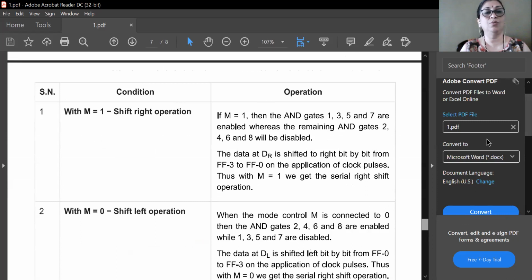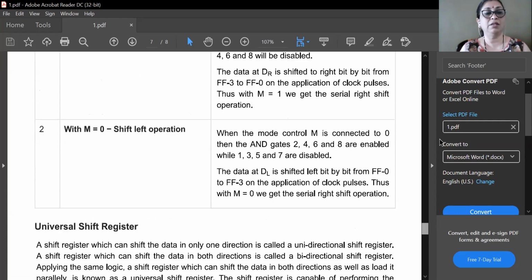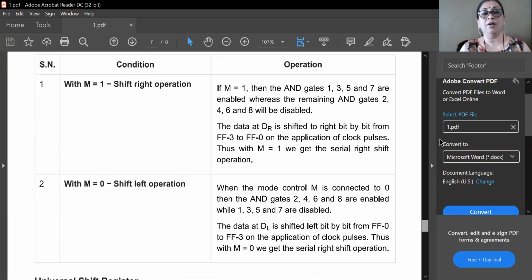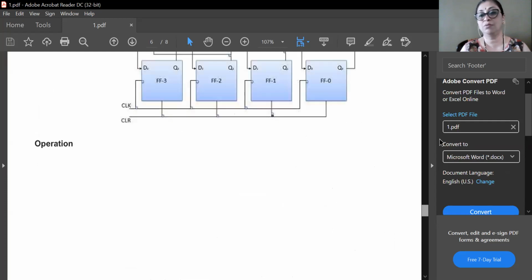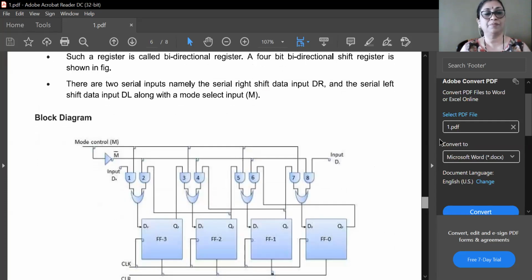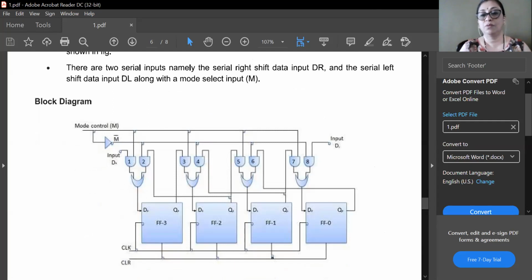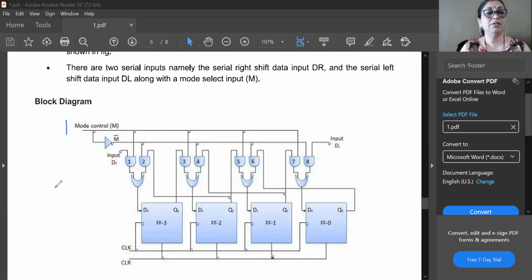Now let us see what happens when mode control is 1. When mode control is 1, shift right operation will take place, and when mode control is 0, shift left operation is carried out. So let us see what happens when M is equal to 1 and what happens when M is equal to 0. Let us see when M is equal to 1.